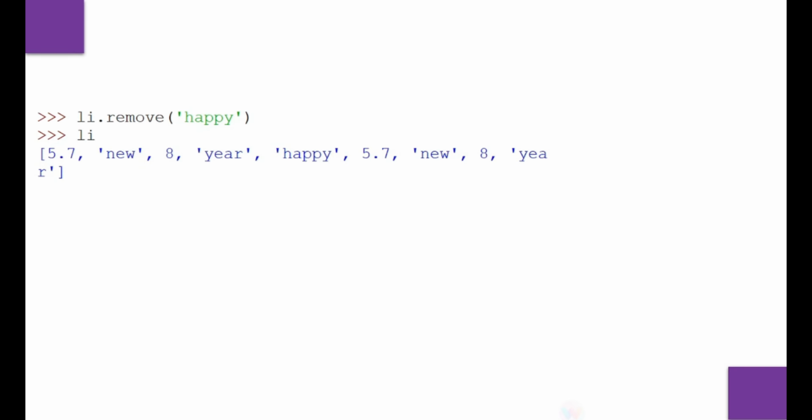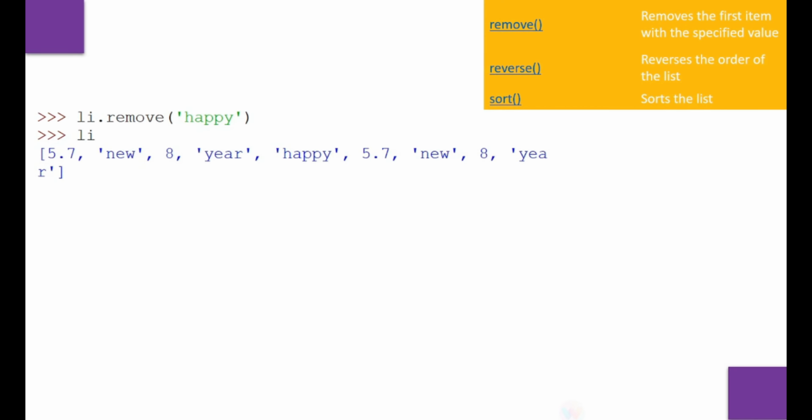Next, we have remove. If you want to remove any element with a specific value, not position number, but value. So remove('happy'). Again, here the first happy is removed, not all the happy values are removed. Just like index, the first element that it encounters with that value happy is removed.